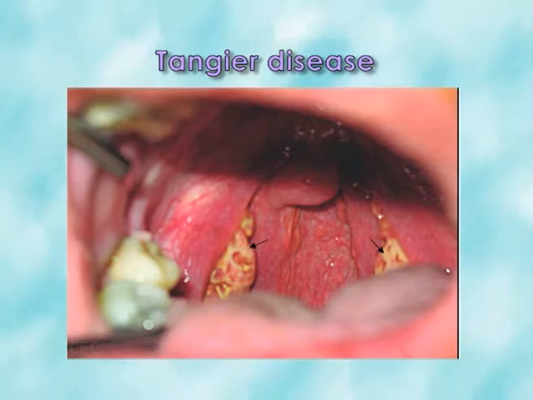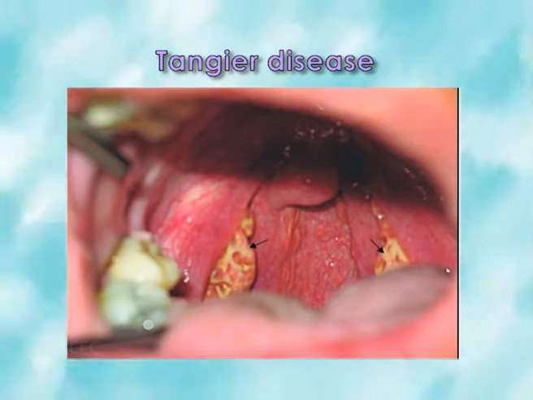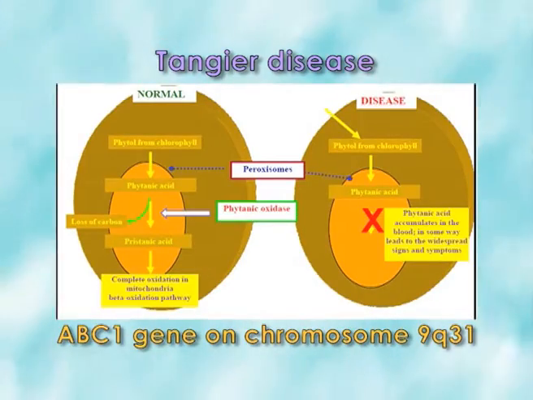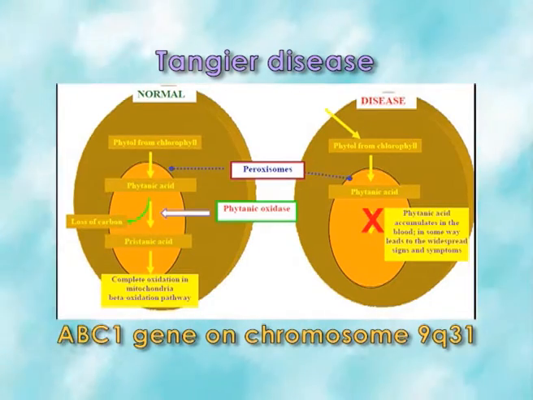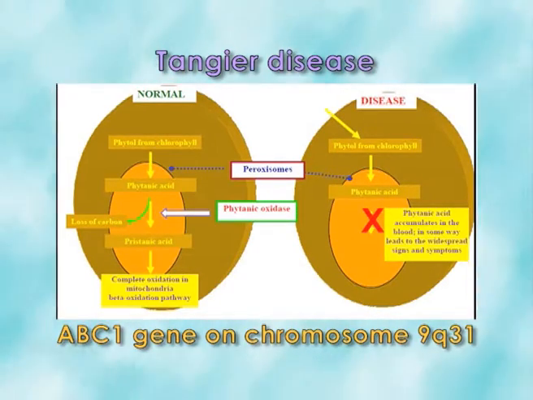Next one, Tangier disease. In case of Tangier disease, once again it is related to the ABC transporter regulating the cholesterol traffic. Once again, it helps to build up cholesterol within tonsils and other organs, and it is situated over chromosome number 9.